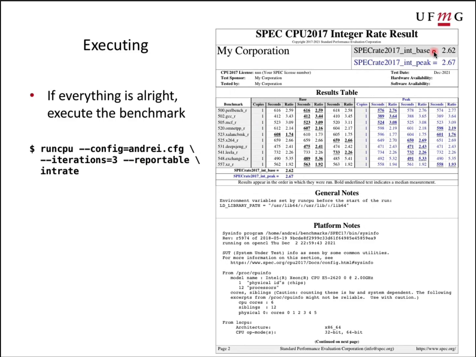Like we can see here, in case of FDO, we use base and peak. And since FDO must use peak, they also compile for base. So you have the two options here.